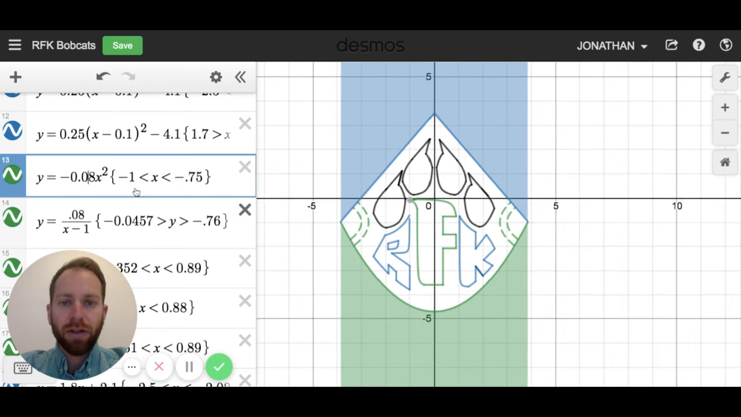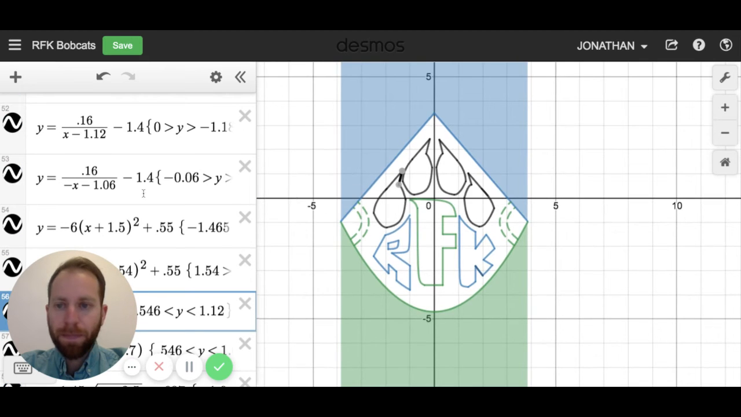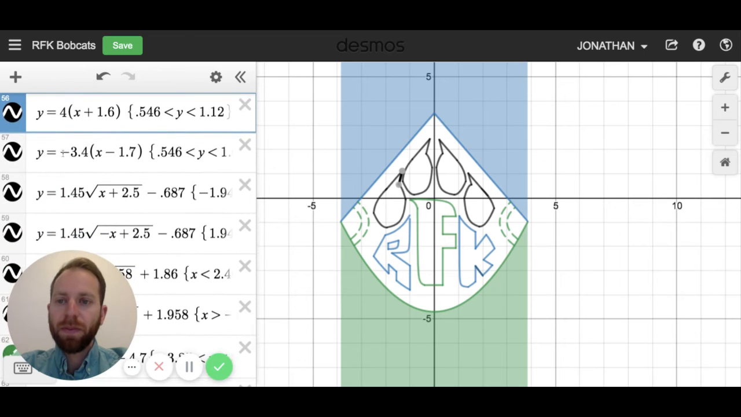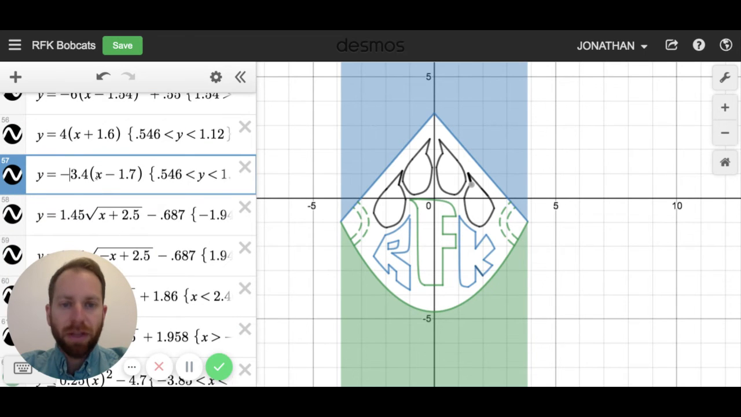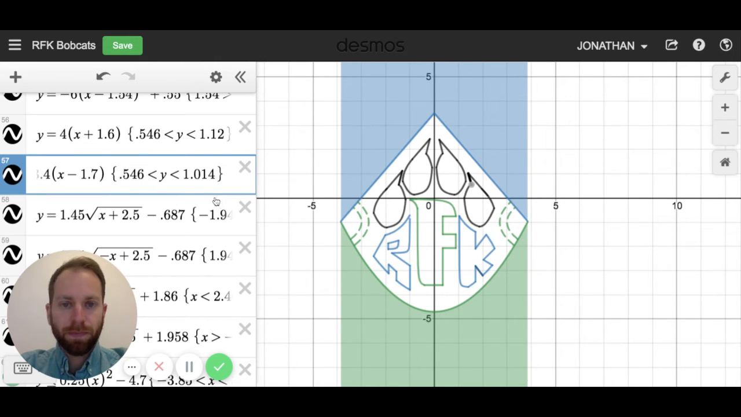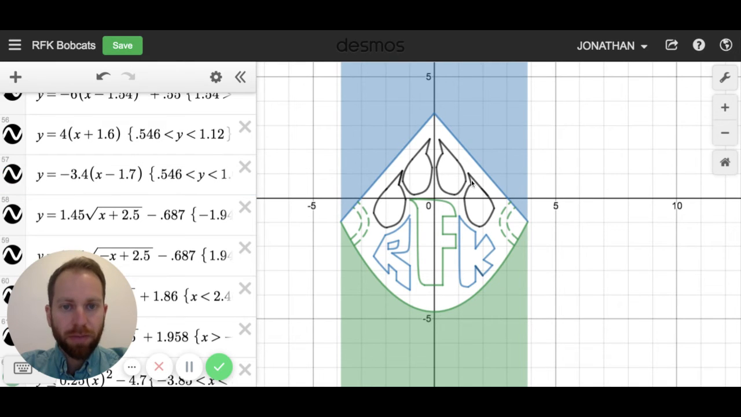Here's another quadratic equation because the x is being squared. And as you can see, this is also a part of a parabola right here. Here's a linear equation because the x is just by itself, all it has is a coefficient. So if I take this away, you can see that it's really just a piece of a line. And if I put the restriction on the range back, then it only uses the part that I want.